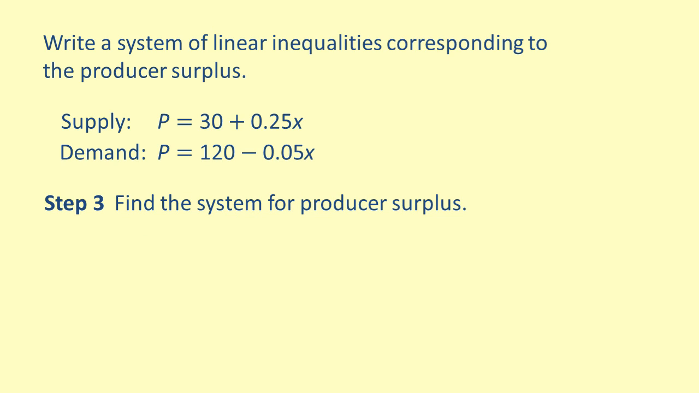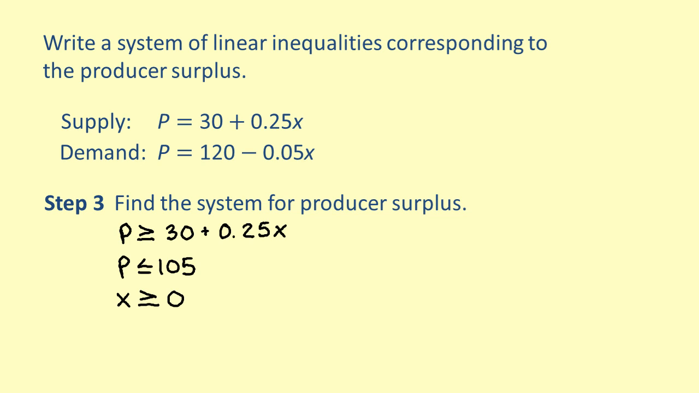Now that we've determined the point of equilibrium and that the producer surplus is the area above the supply curve and below the equilibrium price point, we can write the system of inequalities as follows. P is greater than or equal to 30 plus 25 hundredths times x. P is less than or equal to 105. X is greater than or equal to 0.